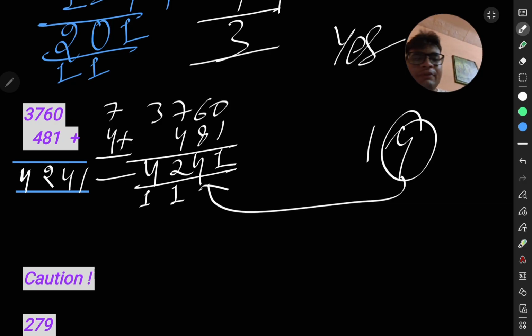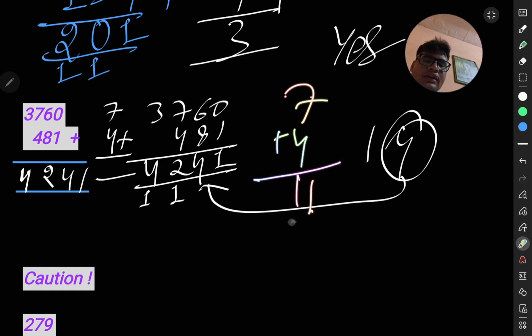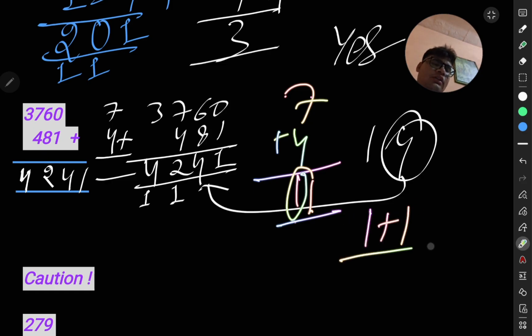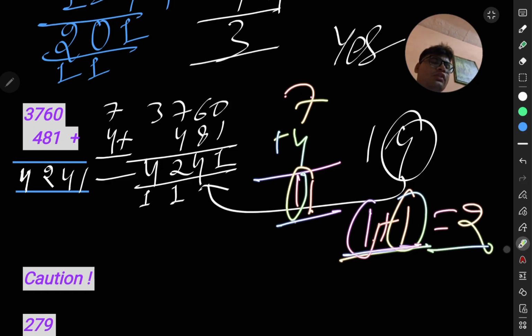Now we have to add these two digit sums. So here 7 plus 4 will be 11, but we have to find the digit sum. Here 11 is a two-figure number. In 11 there are two figures, 1 and 1. So we have to add these two figures. 1 plus 1 will be 2. So here the answer is 2.